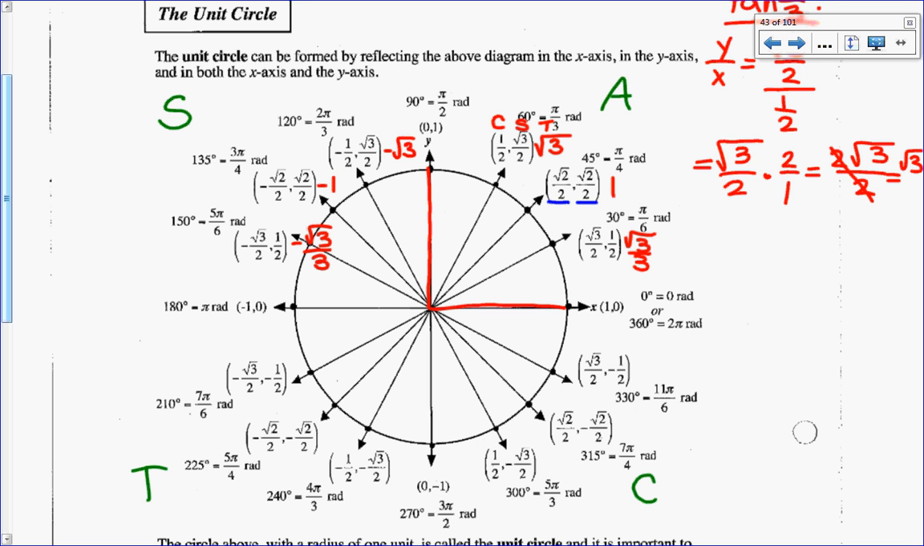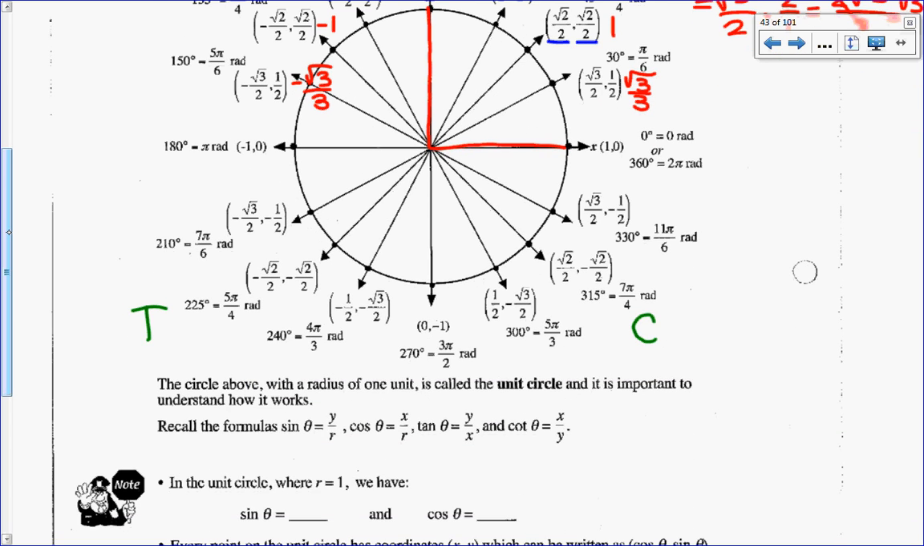Then again, we're going to reflect over the y-axis, and we know that in this quadrant, tangent is positive. So this means we have a positive root 3 over 3, we have a positive 1, and we have a positive root 3. Okay, then again, we're going to reflect back over the y-axis, and we know in this quadrant that cosine is positive, so our tangents will be negative. So we'll have a negative root 3 over 3, we'll have a negative 1, and we'll have a negative root 3.